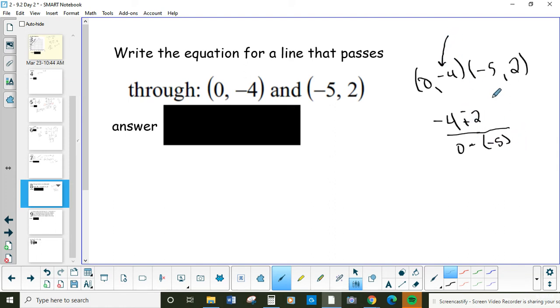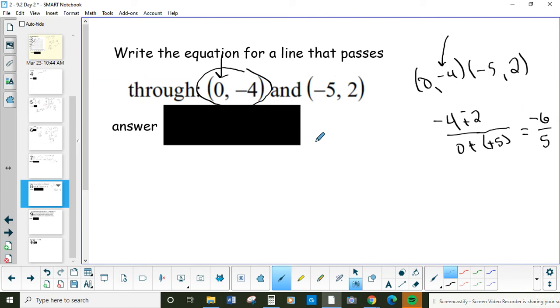So do you add the opposite? These guys are on the same team, so I add them together. Add the opposite. 0 plus 5 is 5. My slope is this. Now look, you guys can stop there. They give us the y-intercept, don't they? When the x is 0, you know the y-intercept. But now, you might get a problem on the quiz where they don't.